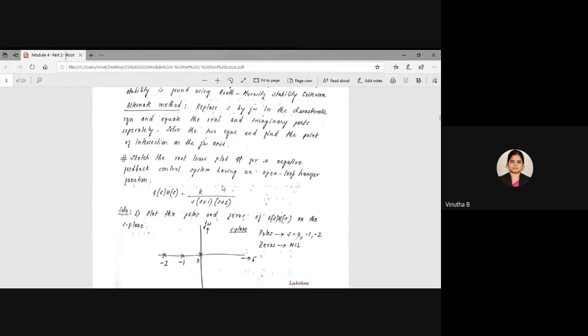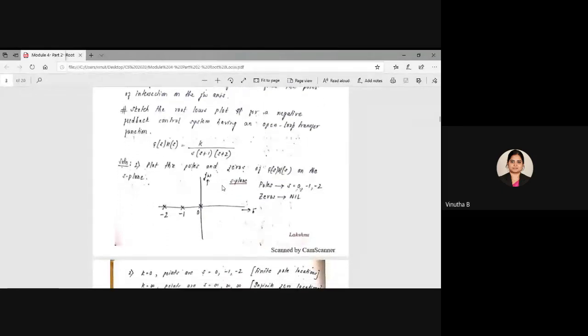Next. In the previous class, we solved a problem where we had just taken k divided by s into s plus 2, and I made you solve a similar problem which was k divided by s into s plus 4. Now I have gone one more step ahead. Last class we had only two terms in the denominator. Now I have included three different terms in the denominator. So let me take the problem. We have G(s)H(s) equal to k divided by s into s plus 1 into s plus 2.